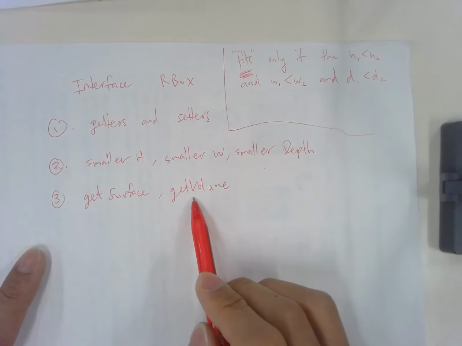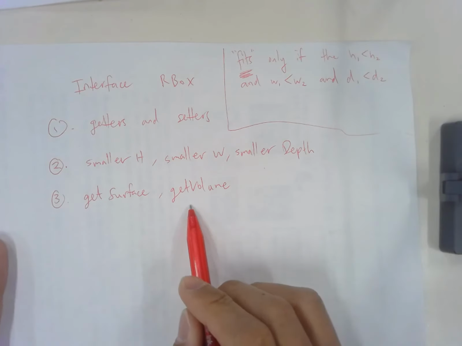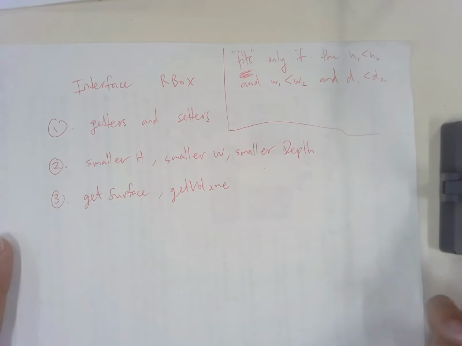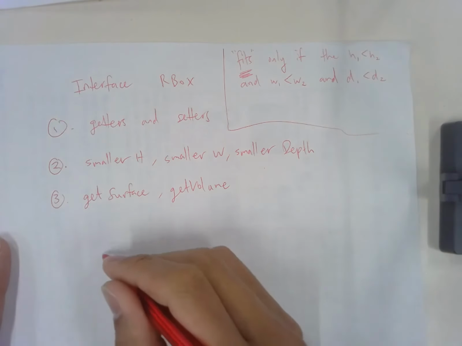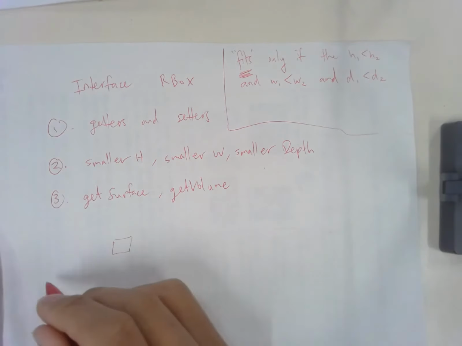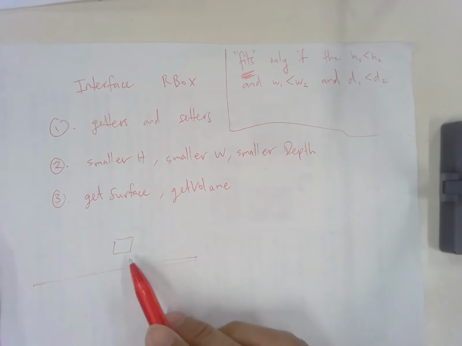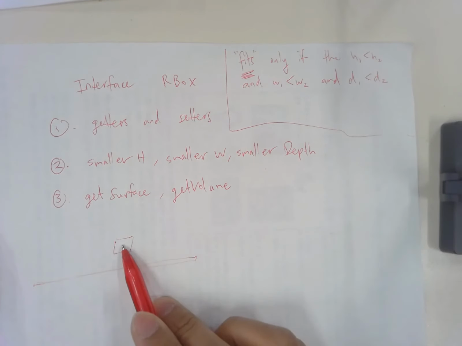Now we have this third option where you get surface and get volume, and so either one of these alone wouldn't tell you if a box can fit in another box, because we could have a box that looks like that, and then on the flip side we can have a long box with the same volume that wouldn't fit in this, or a smaller volume that wouldn't fit in that box.